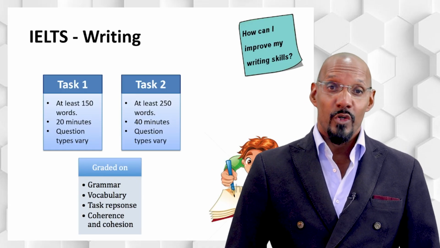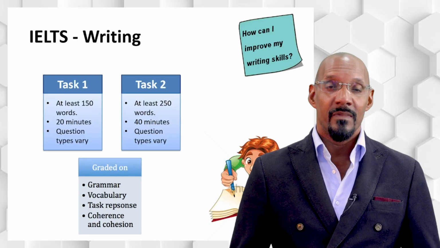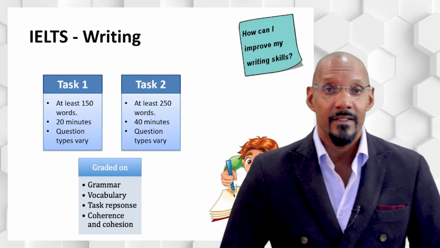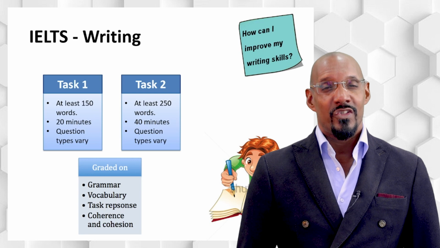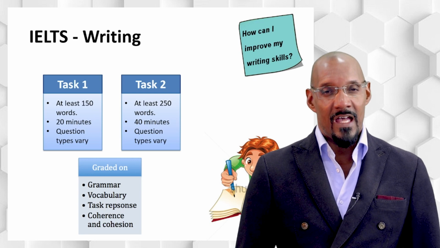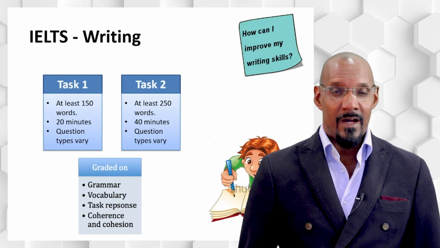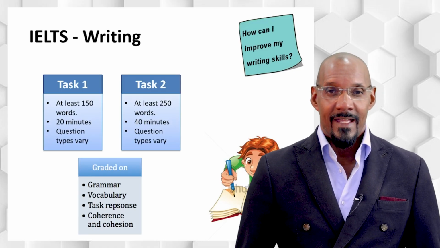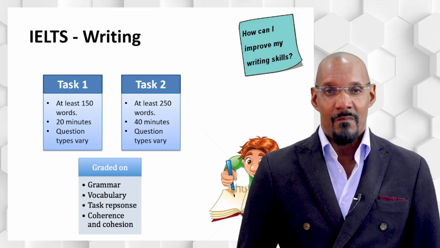Task 2 is for both the academic and the general. And here you have a minimum of 250 words that you must write. It's a 40-minute test and question types vary. Obviously, if you have 40 minutes, you have to be very careful and strategic about what you write, how you write, and you must also keep timing top of mind.